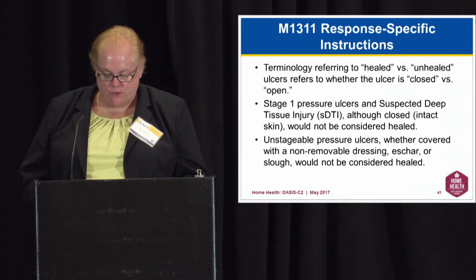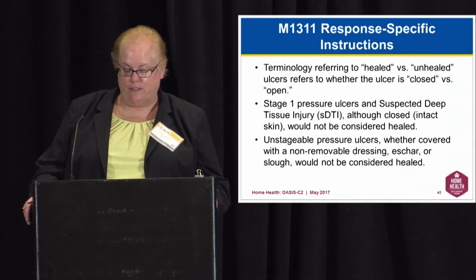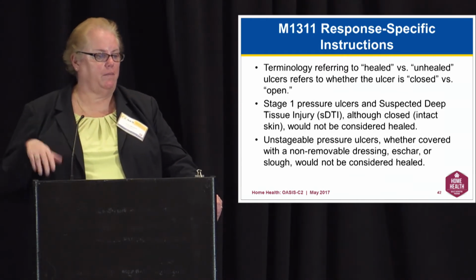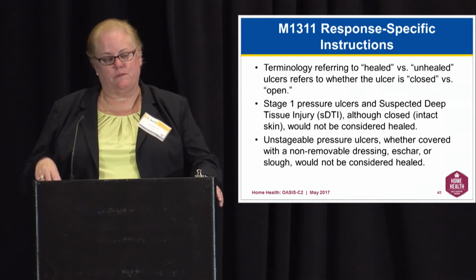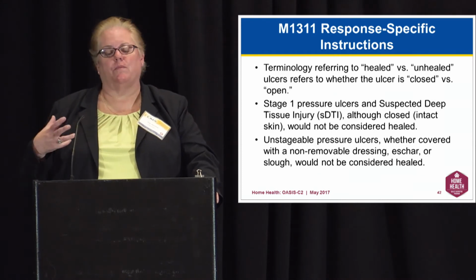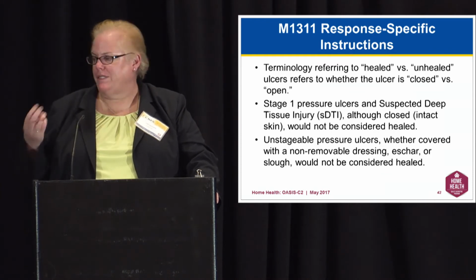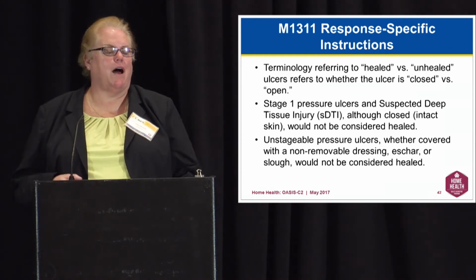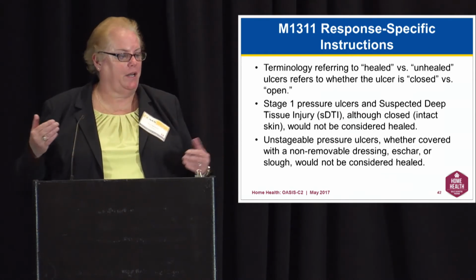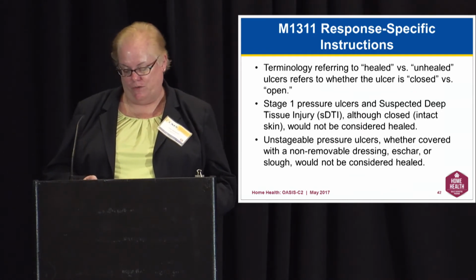So a stage 1 pressure ulcer and suspected deep tissue injuries, although closed, meaning intact, would not be considered healed. A stage 1 pressure ulcer, if you remember correctly, is red, non-blanchable. And a suspected deep tissue injury is one where we're really not sure what's going on with it. We're going to go through all of these, but often it presents as that kind of maroon, deep color. If you think of the heels, that's a great place where you see it a lot. So we wouldn't consider that healed just because it's closed. We don't know what it is, but we suspect there's pressure involved, and we're calling it a suspected deep tissue injury.